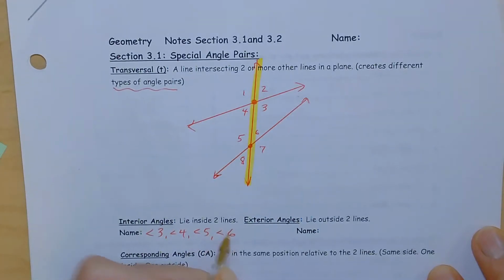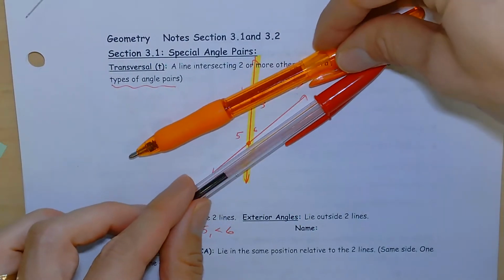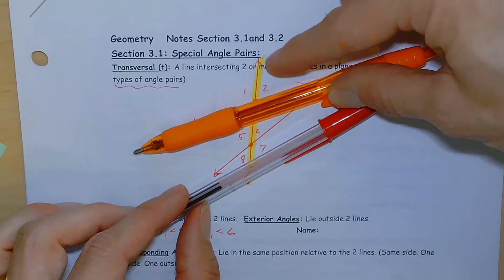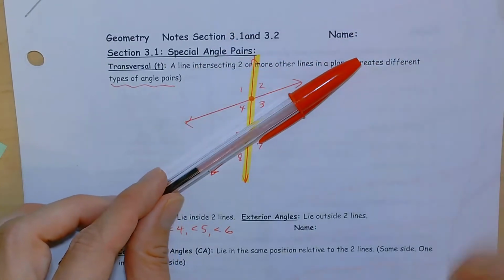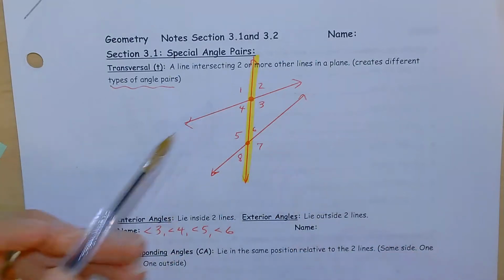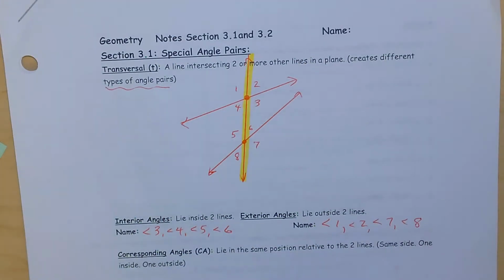Same idea, if I am in a house and that's the inside, then the exterior of the house is on the outside. So notice 1 and 2 up here, and notice down here 8 and 7 are cold outside. They're on the exterior of the lines. So you'll call them exterior: angle 1, angle 2, angle 7, and angle 8. So that's just a basic interior versus exterior.